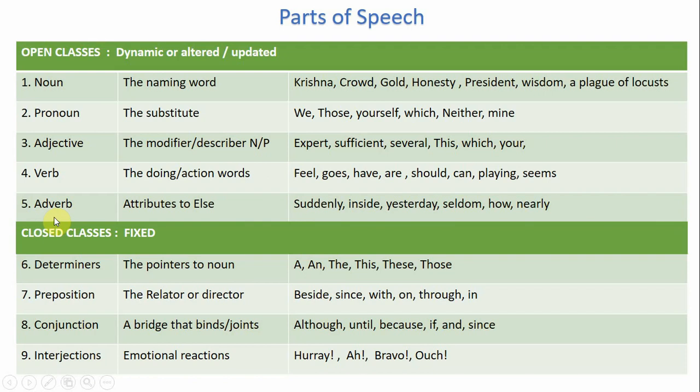Adverb, adverb attributes to ills. Adjective का काम है modify करना या describe करना noun या pronoun को. They are restricted to just noun or pronoun. But adverbs, attributes to ills. Adverb, adjective को attribute दे सकता है, verb को दे सकता है और adverb, adverb को भी attribute दे सकता है. How? We will be knowing in our next lectures.